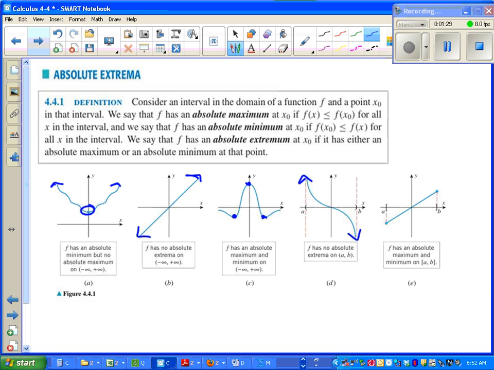Notice the difference between B and E. E has endpoints, so E does have an absolute maximum and minimum. They're both on the endpoints. So again, all sorts of things can happen, but they always happen at the critical numbers or the endpoints.